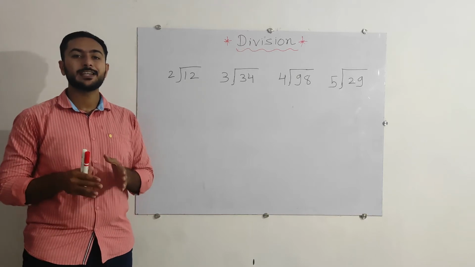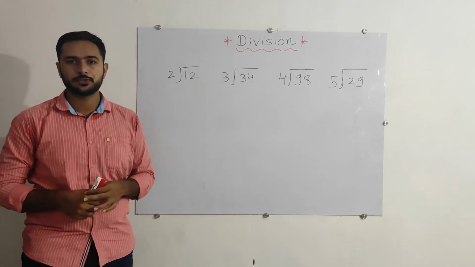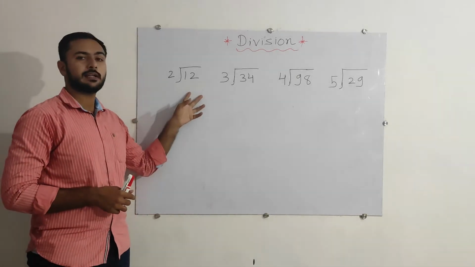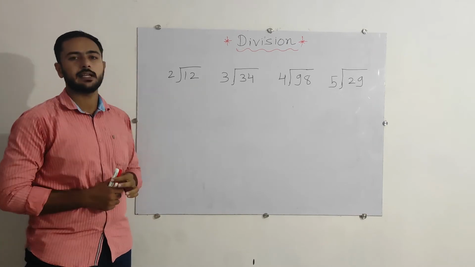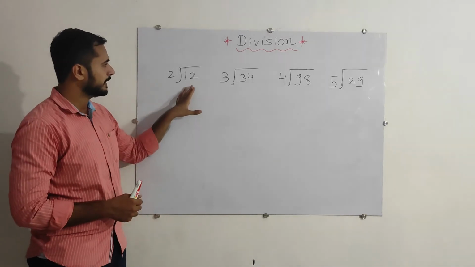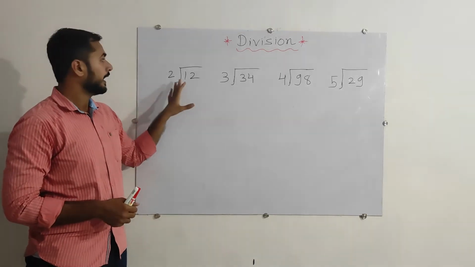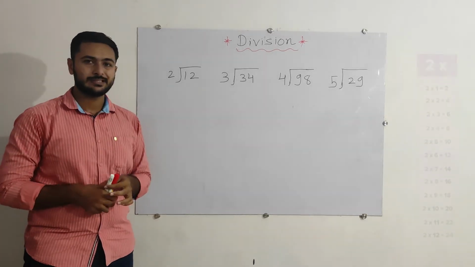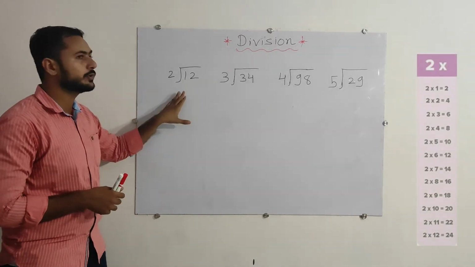Now we are going to do the division for the 2 digit and the 1 digit. 2 digit as the dividend and 1 digit as the divisor. In the first one, you can identify that 12 is the dividend and 2 is the divisor. Now how will we do this?